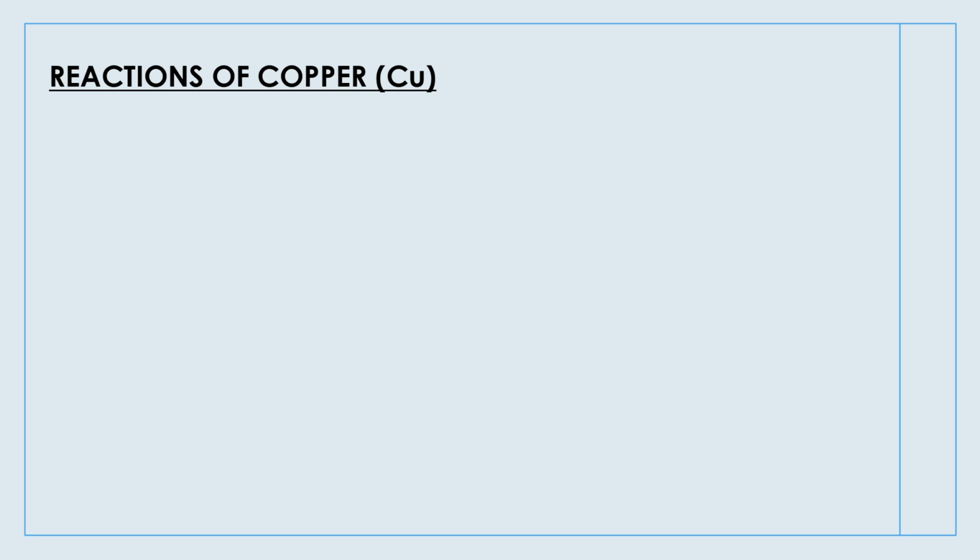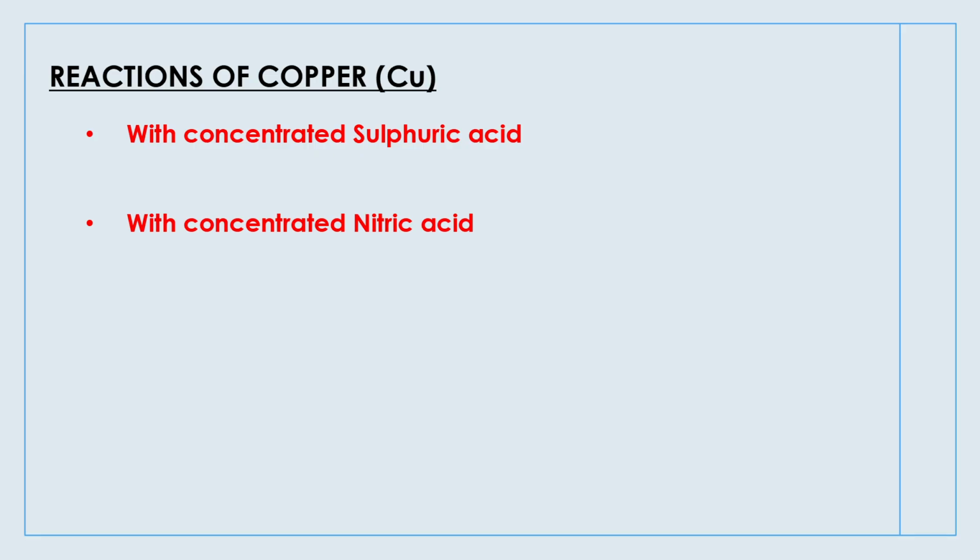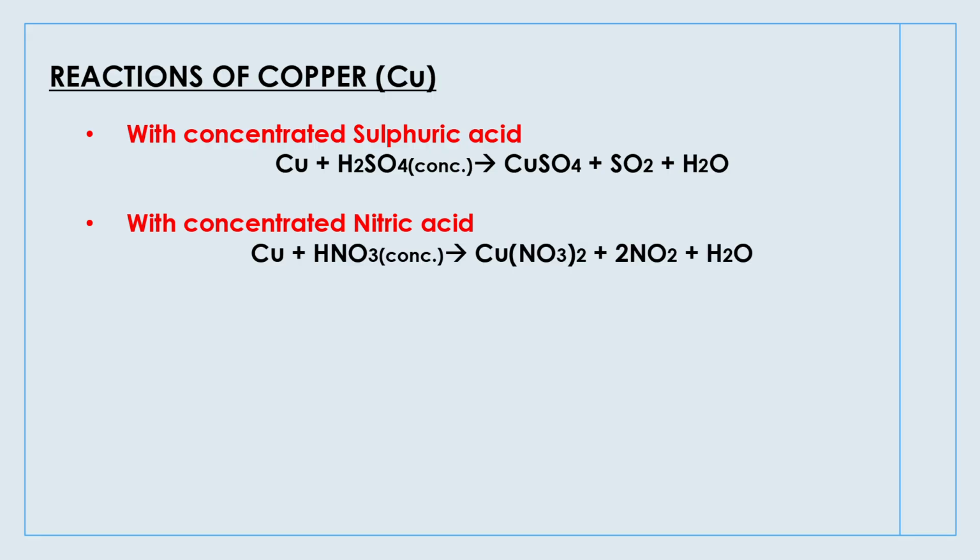Now the reactions of copper. I have added the reactions in this video to make it a complete package for the metallurgy of copper, because with metallurgy of copper you might get the reactions of copper as well. In our course, we have two reactions, with concentrated sulfuric acid and with nitric acid. When copper reacts with concentrated sulfuric acid, it forms copper sulfate, sulfur dioxide gas, and water. Whereas on reaction with concentrated nitric acid, it forms copper nitrate, nitrogen dioxide gas, and water.